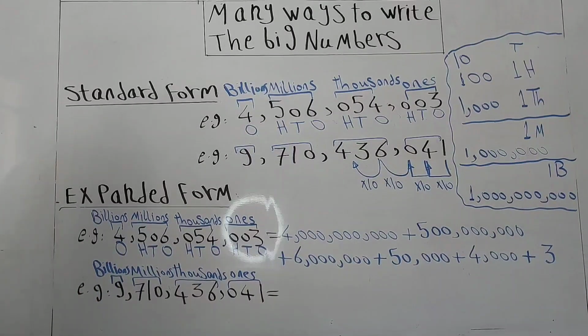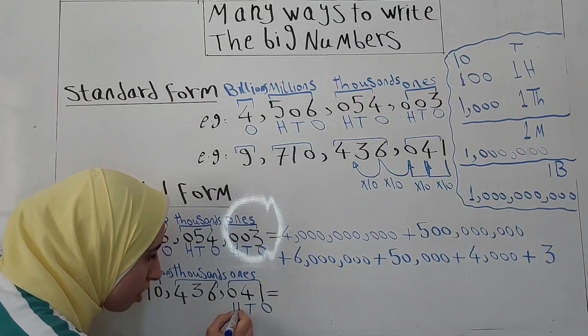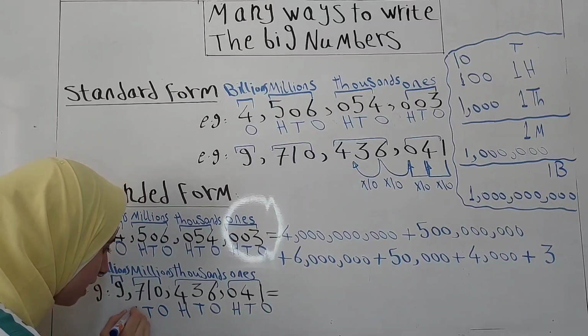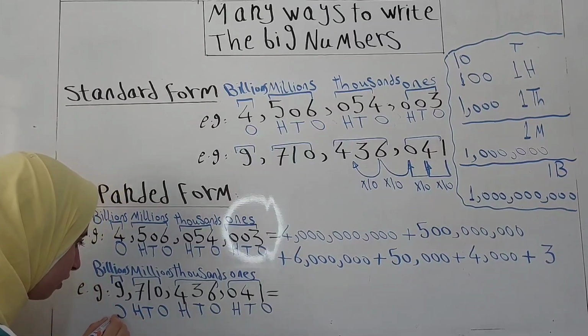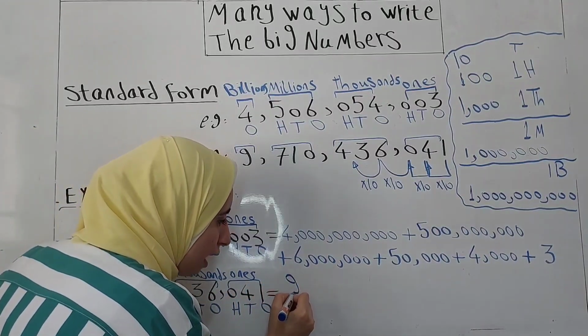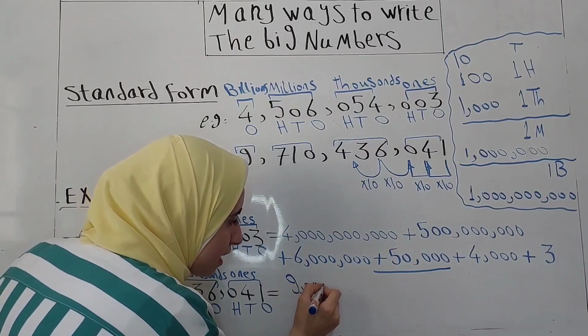Now, each family has 3 places: ones, tens, hundreds. We start from the left. The digit 9 is in the billions place, and if the digit 9 is in the billions place, we write 9 zeros. So we write 9, then 9 zeros.